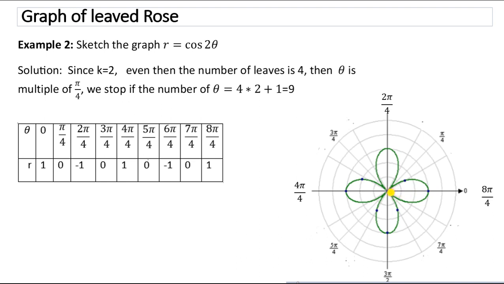I connect between this point and the others in the shape of a leaf. The graph is a rose with 4 leaves.